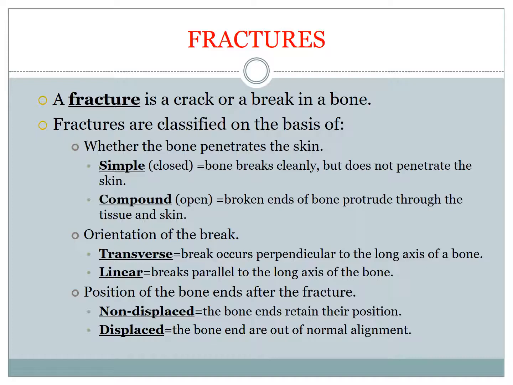Fractures can also be classified by the orientation of the break. A transverse fracture is when a break occurs perpendicular to the long axis of a bone. A linear fracture is when a break occurs parallel to the long axis of the bone. Fractures can also be classified by the position of the bones after the fracture. Non-displaced fractures are when the bone ends retain their position. Displaced fractures are when the bone ends are out of their normal alignment.